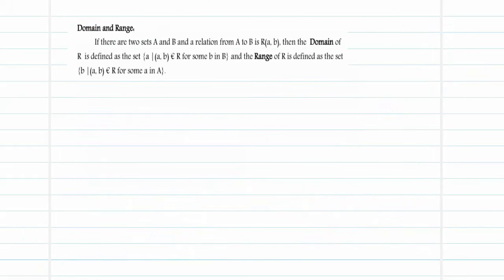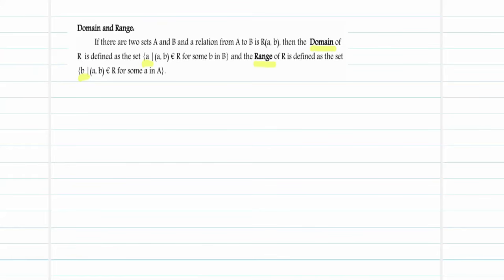Next, we will move on to what is meant by domain and range. If there are two sets A and B and a relation which has been defined from A to B, then the domain of the relation is defined as the set, the collection of all the elements A such that (A, B) belongs to the relation for some B in B. And what do we call range? So domain is the collection of all A's. What is going to be the range? Range is the collection of all the B's.